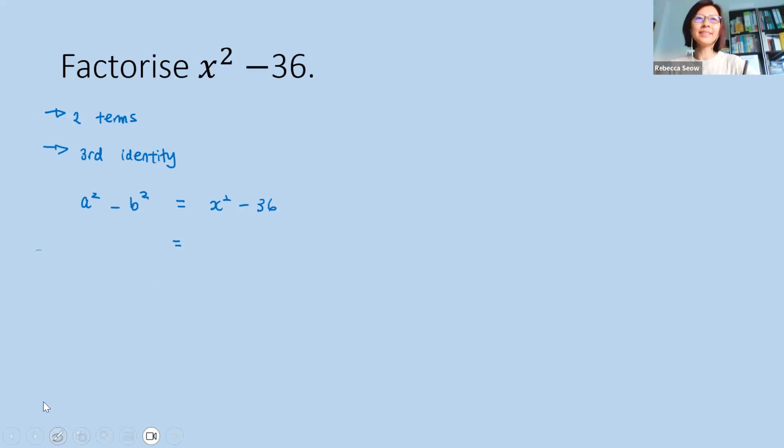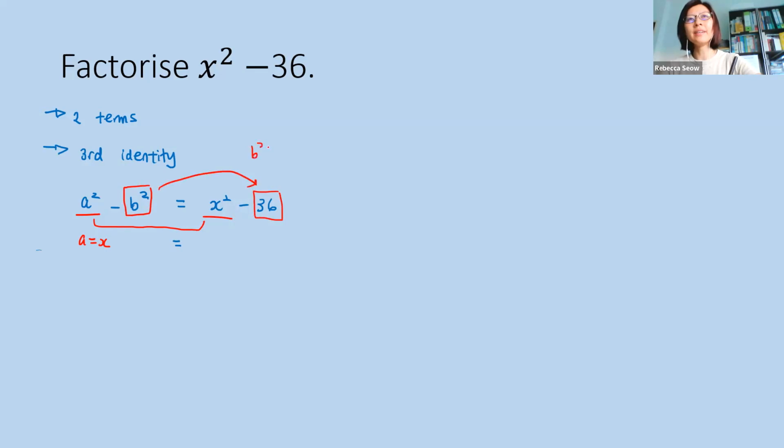You can tell from here that a squared is x squared, and therefore a is equals to x, right? Now, let's do another comparison. We have b squared being 36. So if b squared is 36, we can also change 36 into 6 squared, and therefore b is equals to 6. So in factorization, it will be a plus b. Perhaps let me write it down.